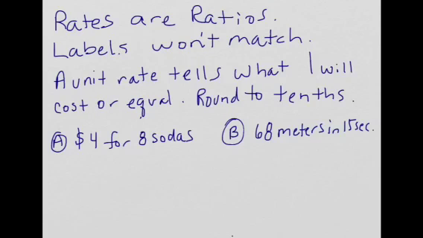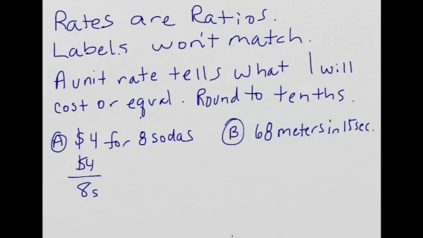Now, some ratios are going to be rates. If we're working with a rate, then we're working with ratios that have labels that will not match. And typically what we're going to be doing is finding a unit rate. So what we're going to do is write this letter A as a ratio. So it's going to be $4 over 8 sodas. And now we're going to make that into a unit rate, which means we want to know what the cost of 1 soda is going to be.